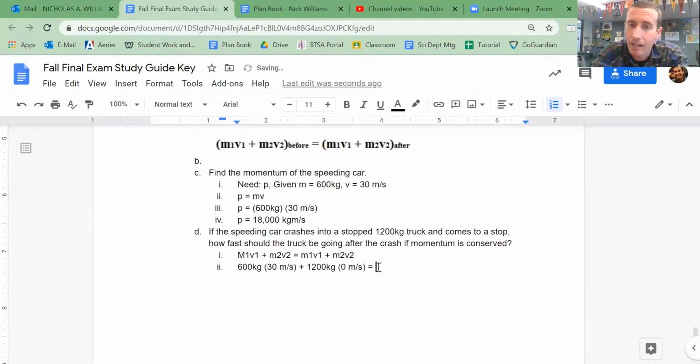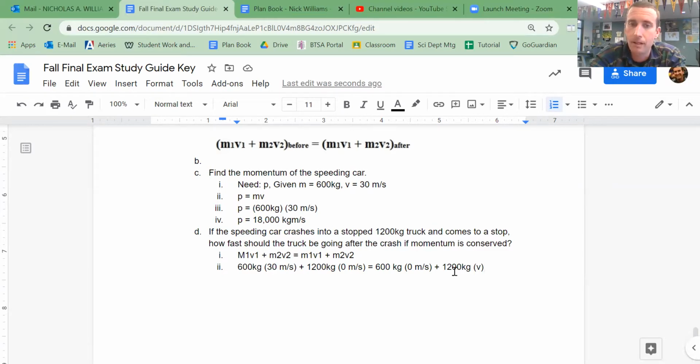And then at the end, the car comes to a stop. It crashes into a stopped truck and comes to a stop. So the car has a mass of 600 kilograms, but now a velocity of 0 meters per second, plus the truck is now moving. So the truck has 1,200 kilograms of mass times its own velocity, whatever that is going to be, because that's the question: how fast should the truck be going after the crash?